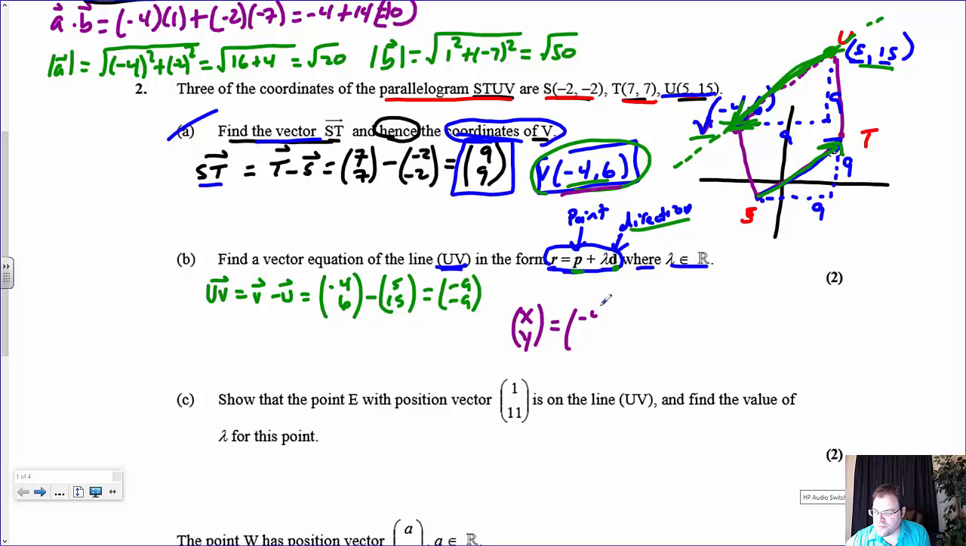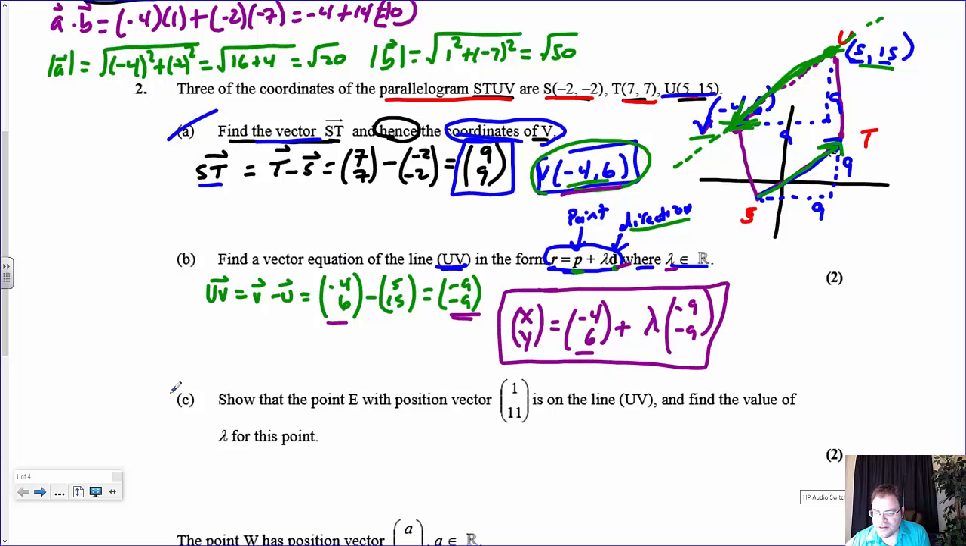Negative 4 and 6, some point on the line. In this case, I'm going to use v, and it's going to be plus a scalar called lambda, that's what they're calling it. And it's going to be multiplied by the direction, which I'm telling you is negative 9, negative 9. So this describes the direction of the line, and this is just the point, which is negative 4 and 6 I chose, okay? So that's that. That's actually the vector equation of the line, and it's described accurately.